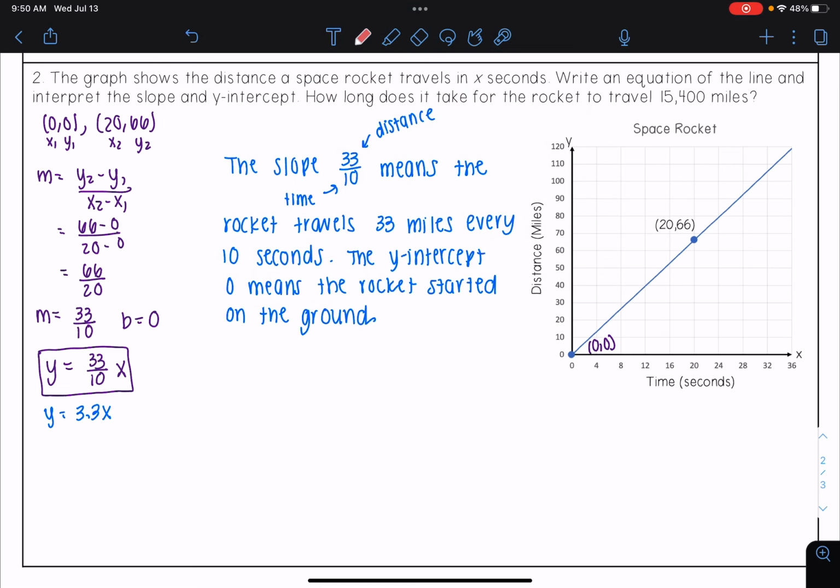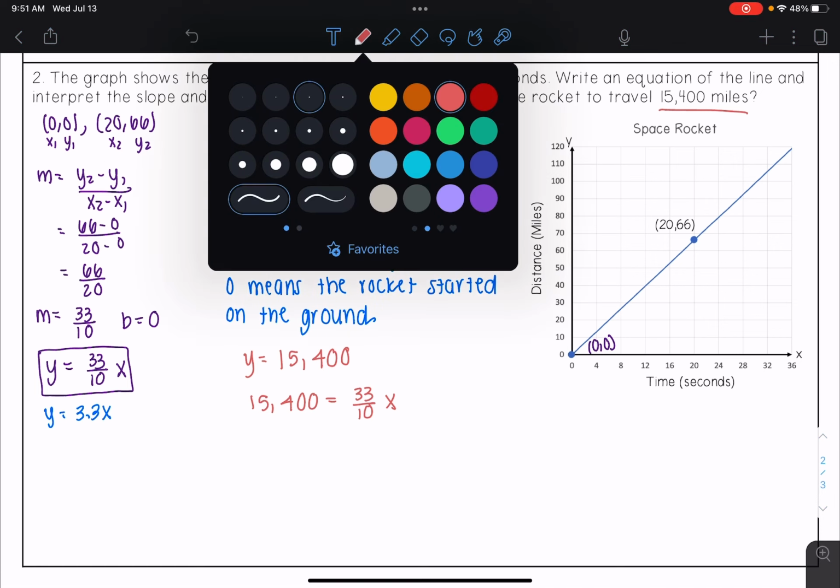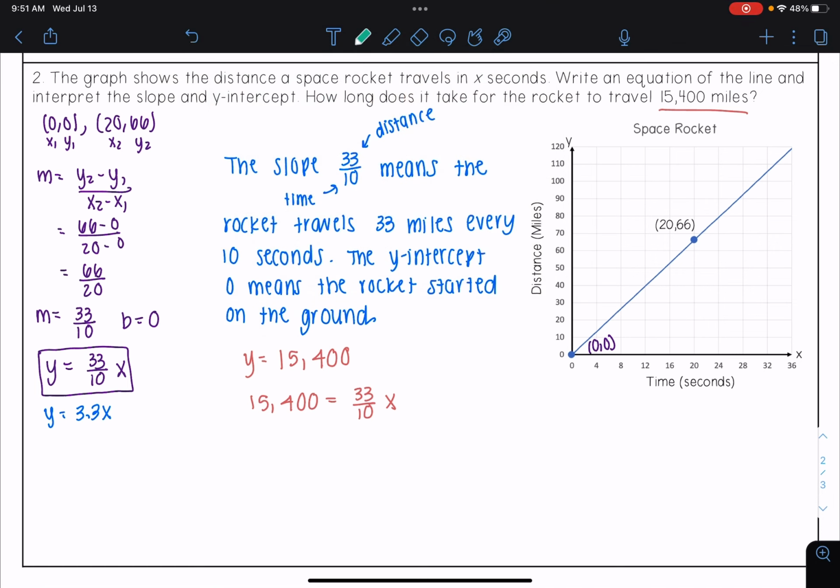Okay, and then for this last part, it says, how long does it take for the rocket to travel 15,400 miles? So here we want to plug that into our equation again. But now we have to see, is that my x or my y? Well, my y is distance. So this is telling me that y is equal to 15,400. And so we're going to plug that into our equation. So I have 15,400 is equal to 33 over 10 x. Okay, so to move that fraction to the other side, I can multiply by the reciprocal. So I can multiply both sides by 10 over 33.